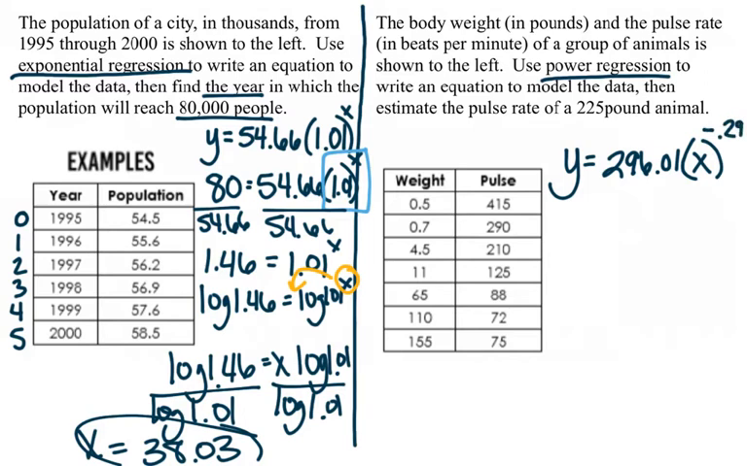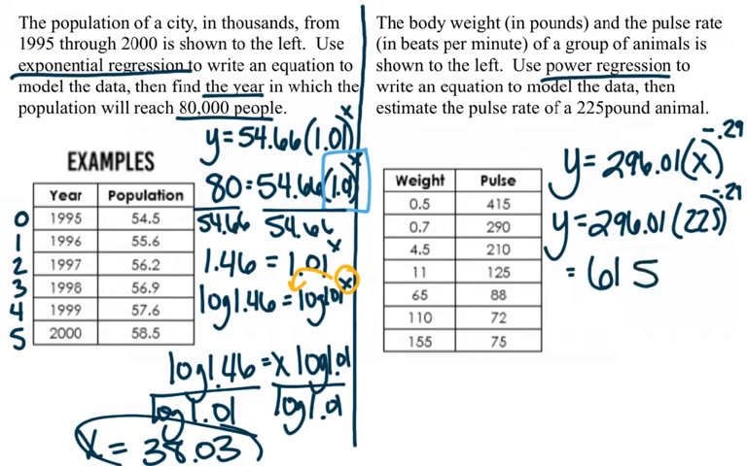Okay. And then we want to use it to estimate what a 225-pound animal would be. So my x is going to be replaced with 225. The nice thing about this one is I don't have to solve anything. I just have to type it in my calculator. So I get 61.54. Okay.